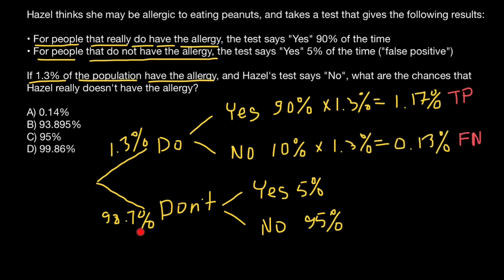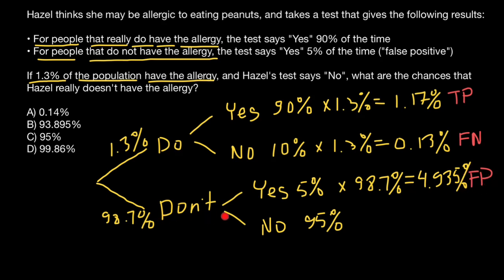We also have a group of people who don't have allergy, but due to inaccuracy of this test, in 5% of the cases, it's going to show that these people have this allergy. So we have to multiply by 98.7%, and we are going to get here 4.935%, and this is going to be false positive. So again, these people don't have allergy, but the test shows that they have allergy, so false positive.